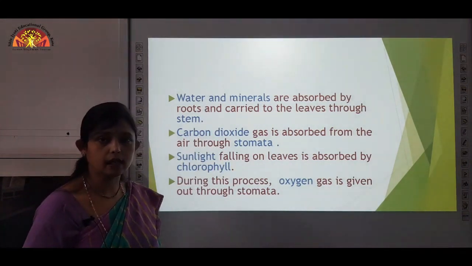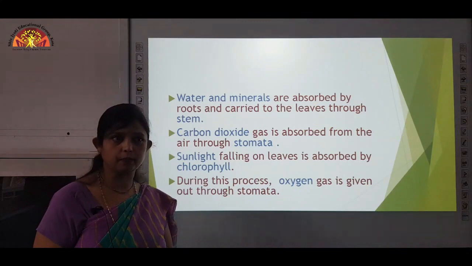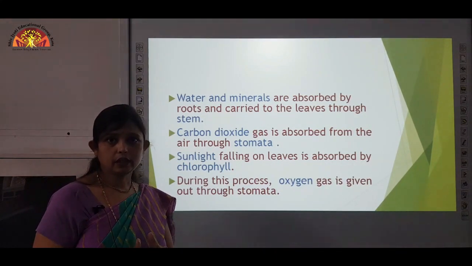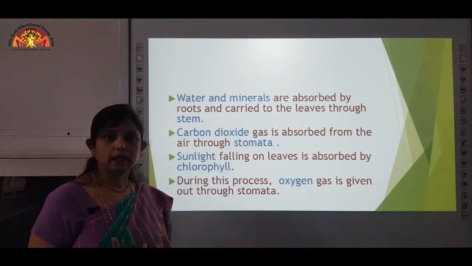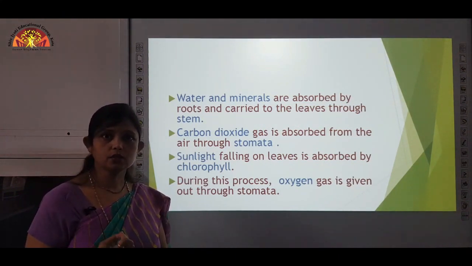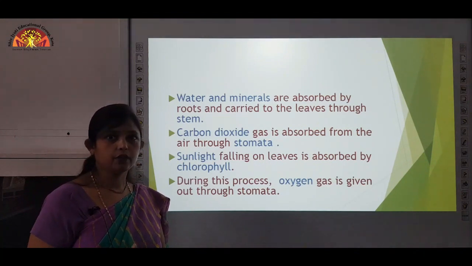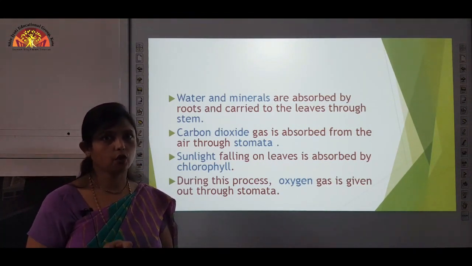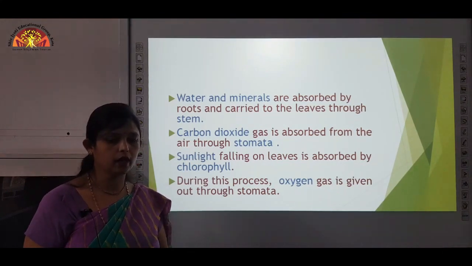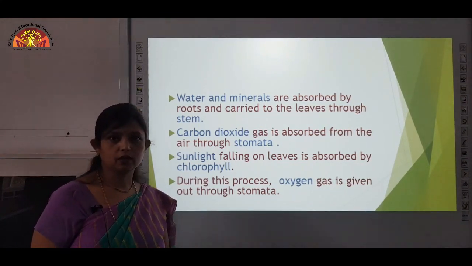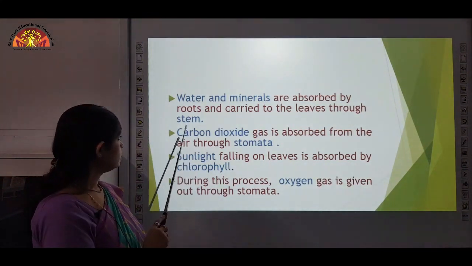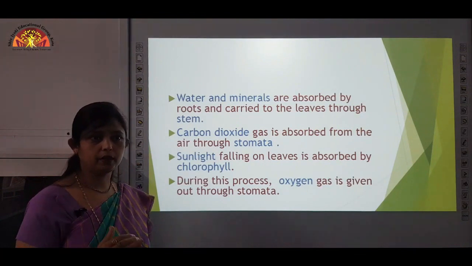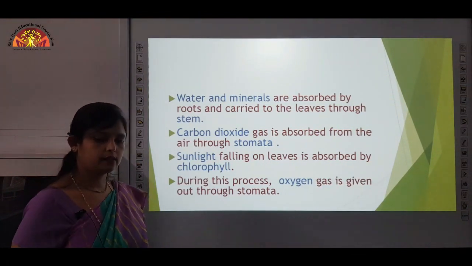Now how are plants getting their other raw materials? Where are the remaining raw materials coming from? First of all they need water and minerals. So they get this water and minerals from the soil, and as you have learnt in your previous classes also, roots help in absorption of water and minerals from the soil. So leaves get water and minerals with the help of roots, and the stem carries that water and minerals from the roots to the leaves.